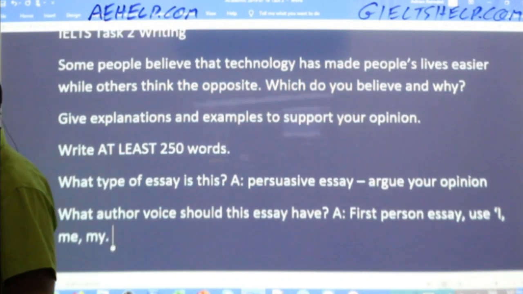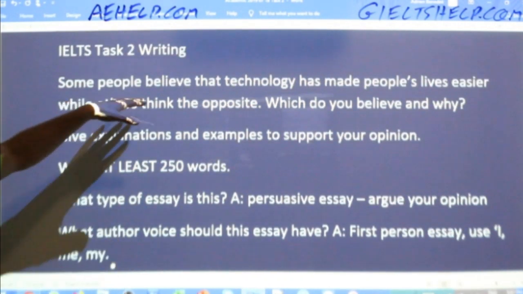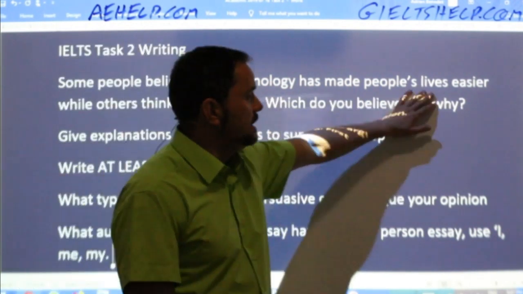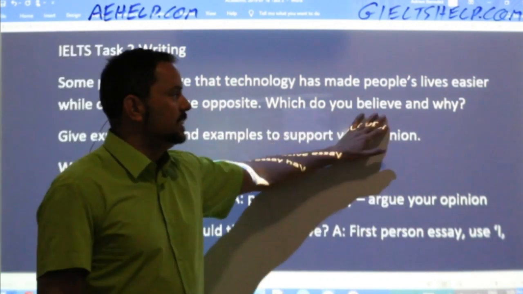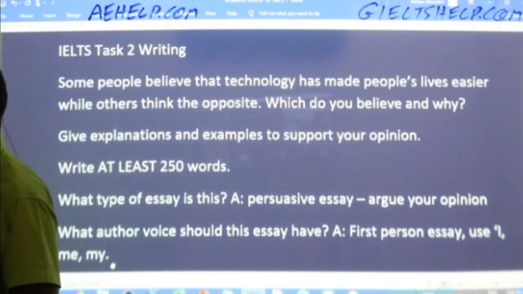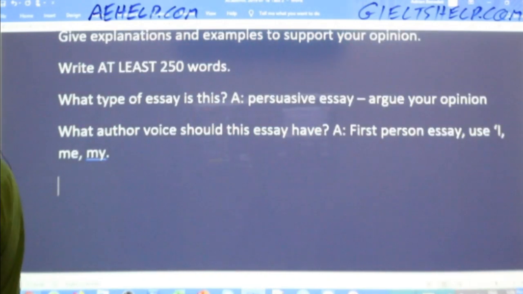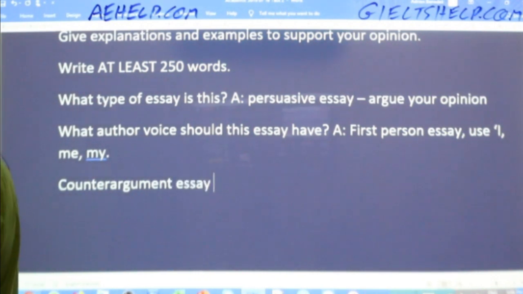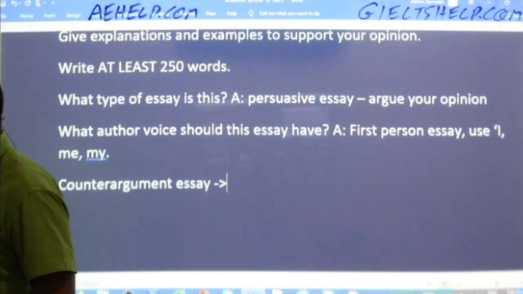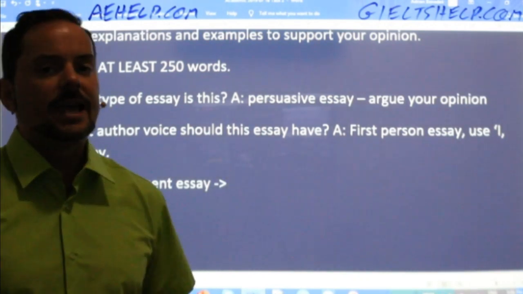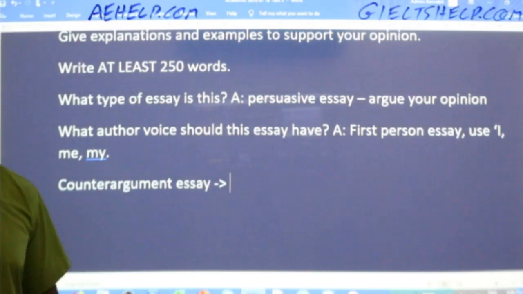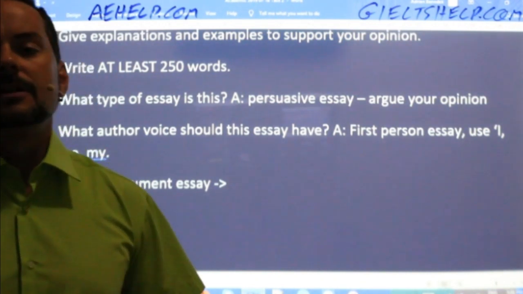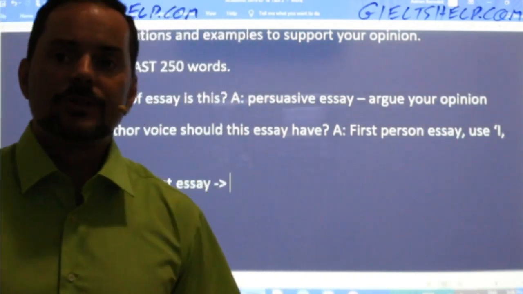Now, for this type of question, some people believe that technology has made people's lives easier, while others think the opposite. Which do you believe and why? You might want to do this as a counter-argument essay. Does anybody know what a counter-argument essay is? Anybody familiar with this type of essay? I haven't discussed this much yet, but it is a good strategy, especially for this kind of question.